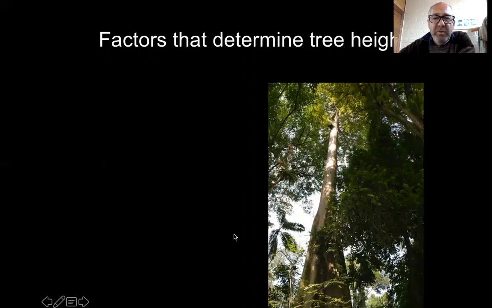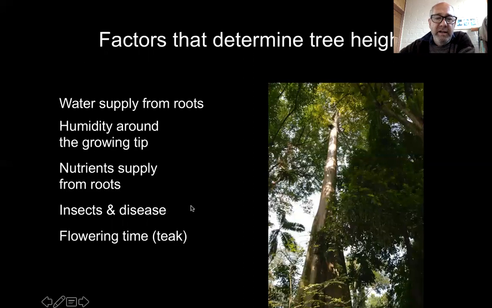Factors that determine how tall a tree grows, how quickly it grows in height, are many. It's really to do with humidity around the growing tip, water supply from the roots, how fertile the soil is, what insect disease, and how exposed that growing tip is to the environment, which really reflects this humidity around the growing tip. There are some species that, as I said, are determinate in height growth. It's already defined by how well the season was the previous year and how many cells were laid down. And some species like teak, as soon as they start flowering, they stop really growing. Their height growth falls dramatically as the focus goes into flowering.